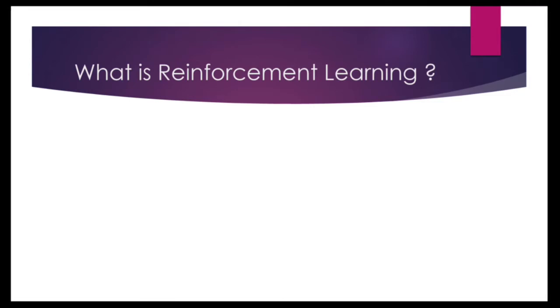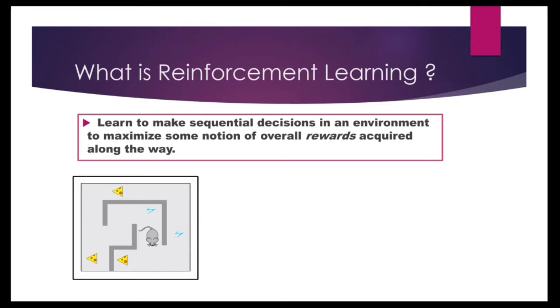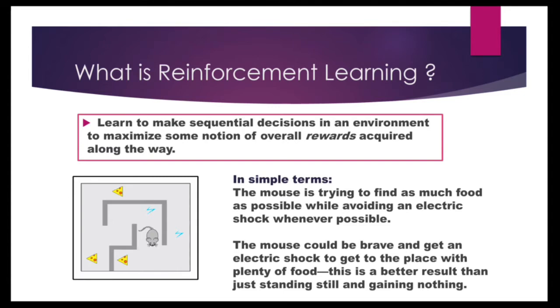Now we can easily define what is reinforcement learning. Learn to make sequential decisions in an environment to maximize some notion of overall rewards acquired along the way is called reinforcement learning. Here we are taking the mouse as an example. In simple terms, the mouse is trying to find as much food as possible while avoiding an electric shock whenever possible. The mouse could be brave and get an electric shock to get to a place with plenty of food. This is a better result than just standing still and gaining nothing.